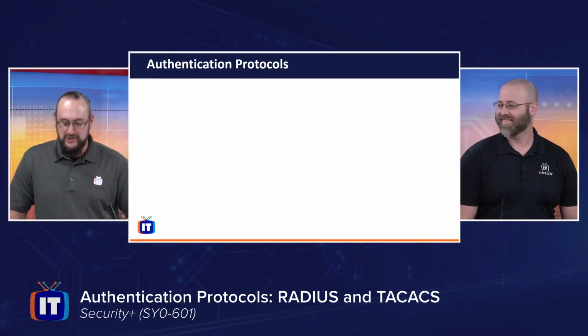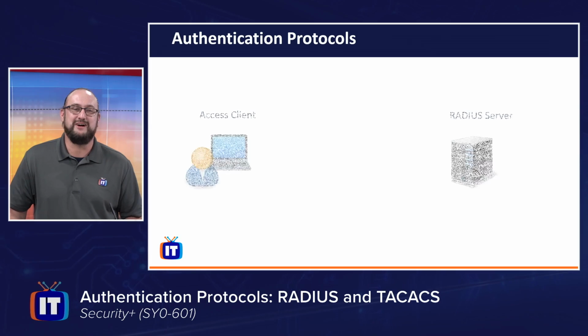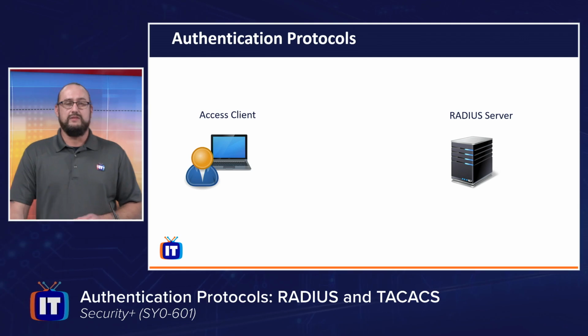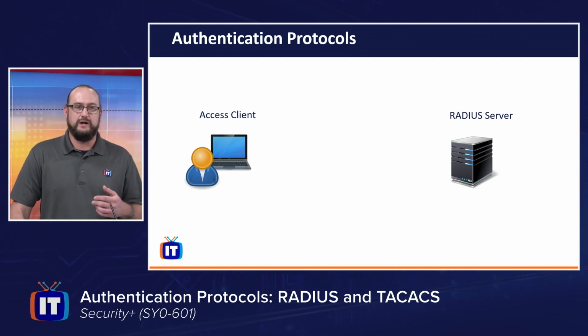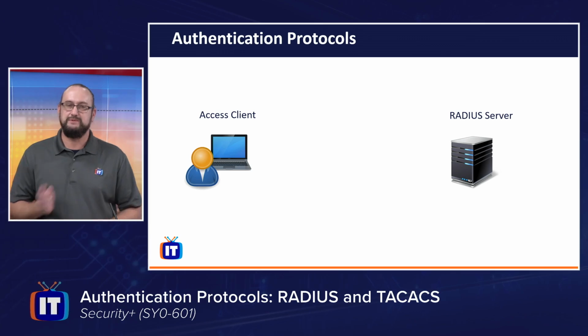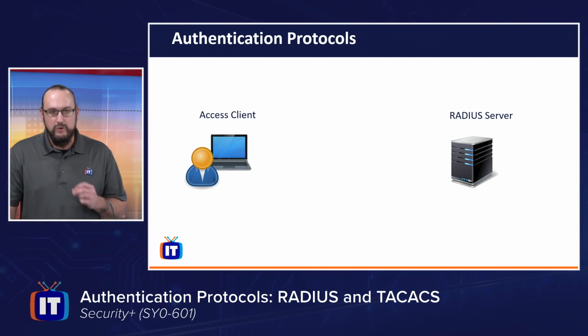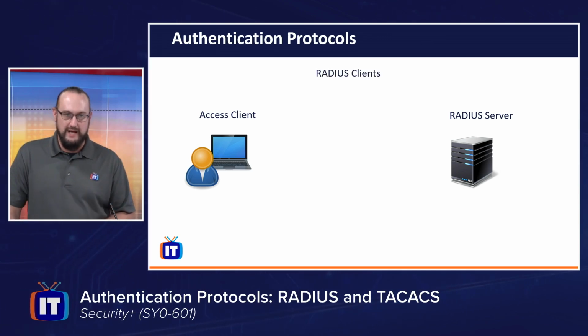So let's go ahead and show you what the components are that Dan's talking about here. We're going to start out with something known as an access client, right? They couldn't just say somebody needing to authenticate, but this is what's known as an access client, and you have a Radius server. Now, you have what are known as Radius clients.